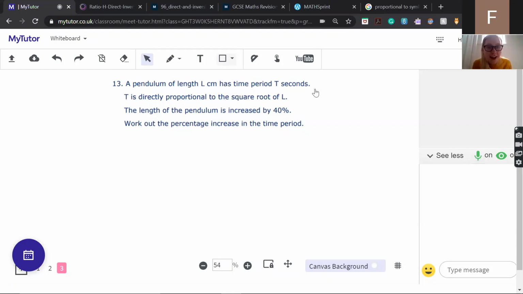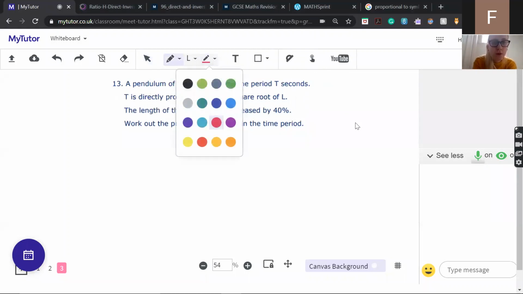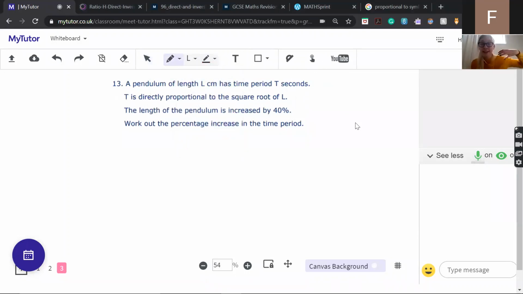So the length of the pendulum is increased by 40%. Work out the percentage increase in the time period. So this is horrible. This is a disgusting question. So let's just give it a go. One thing to know, I always point this out when it happens. I'm not fully sure how to answer this question yet.